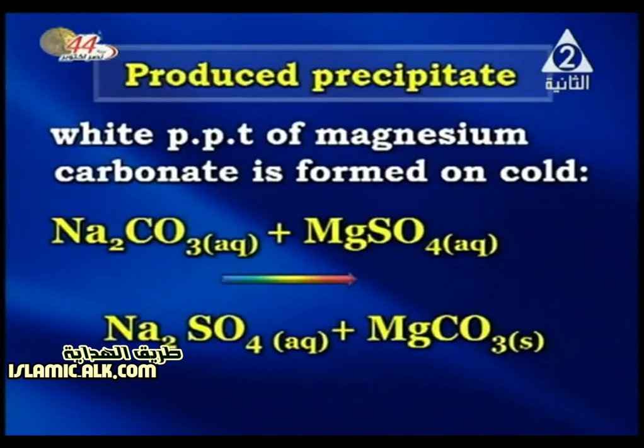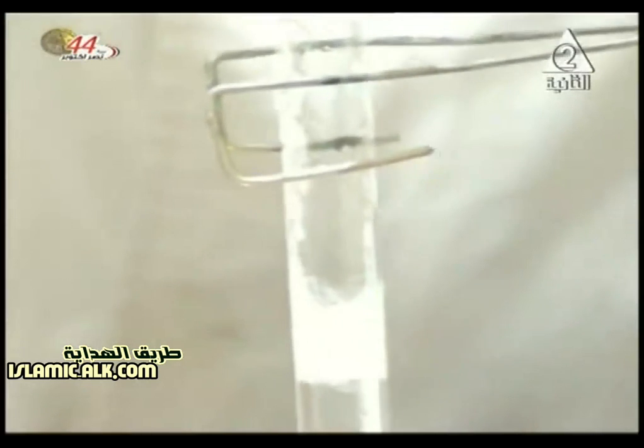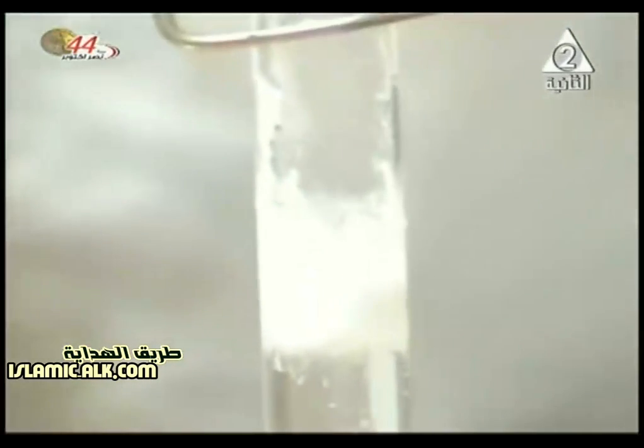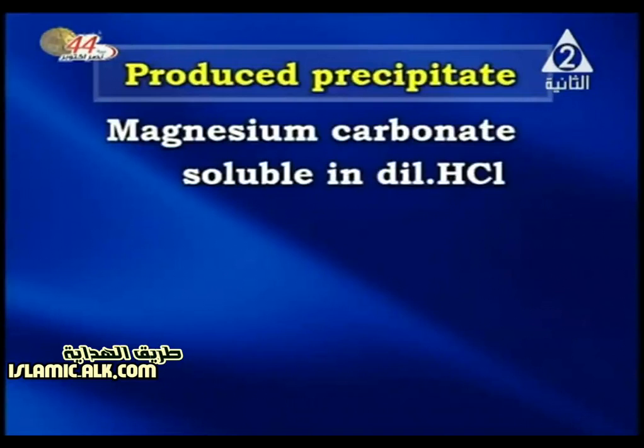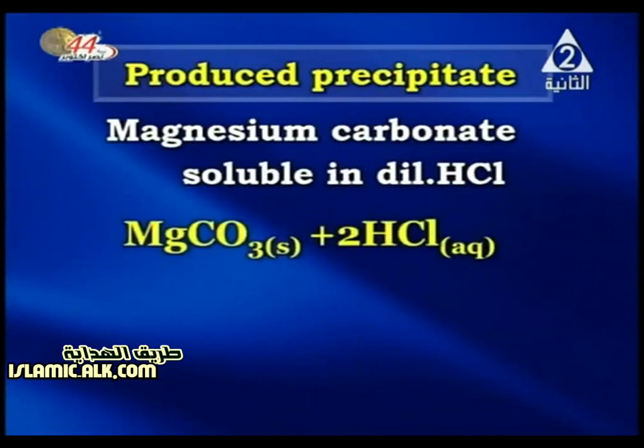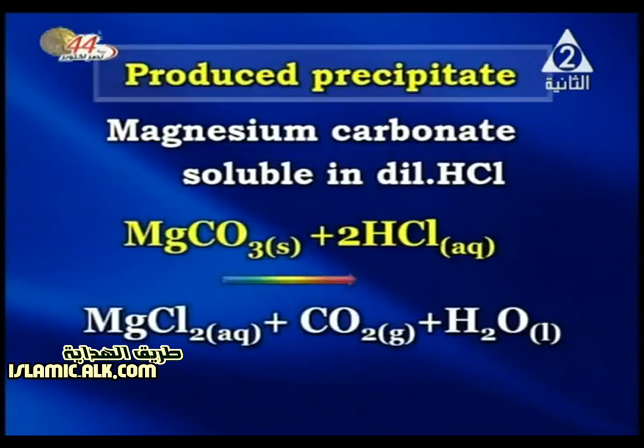as the following animation shows. Here, my dear student, as shown on the screen, on adding magnesium sulfate solution over the salt solution, it gives white precipitate that forms in cold. So, my dear student, that magnesium carbonate is soluble in dilute hydrochloric acid, as the equation proceeds, MgCO3 plus HCl gives magnesium chloride and carbon dioxide and water. So the white precipitate produced here can be dissolved in dilute hydrochloric acid.